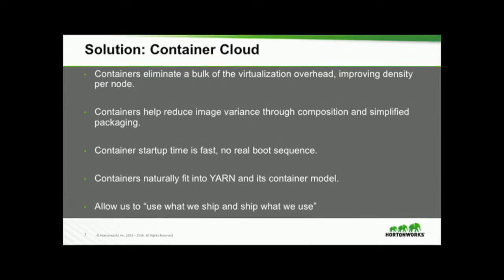And what we came to find is that a lot of people are gravitating towards containers, right? They eliminate a bulk of that virtualization overhead, which gives us improved density per node. It helps reduce the image variance. We found we have a lot of VMs that have just a couple of changes that need to be in them, right? That's a lot of storage, that's a lot of overhead there. By using composition, right, we can have layers or images that depend on other images in Docker. It really allows us to simplify that packaging and reuse.